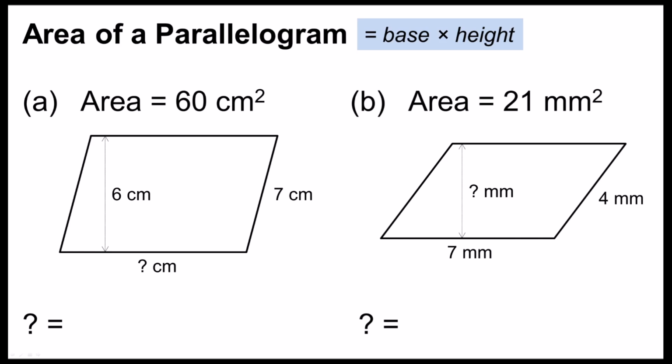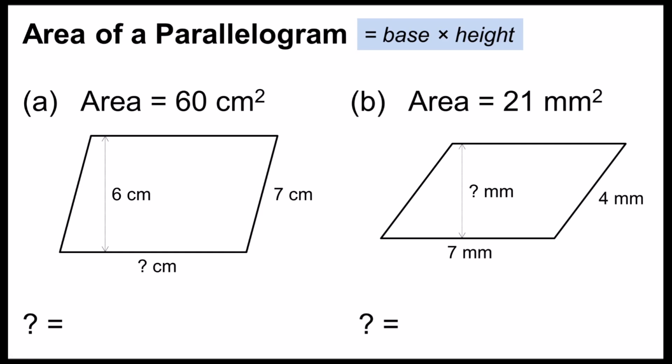Because the area is obtained by multiplying two lengths together, we can work out a missing side by doing the inverse of this, which is taking the area and then dividing it by the length that is given in the question. It doesn't matter whether this length is the base or the height. Let's have a look at some examples.